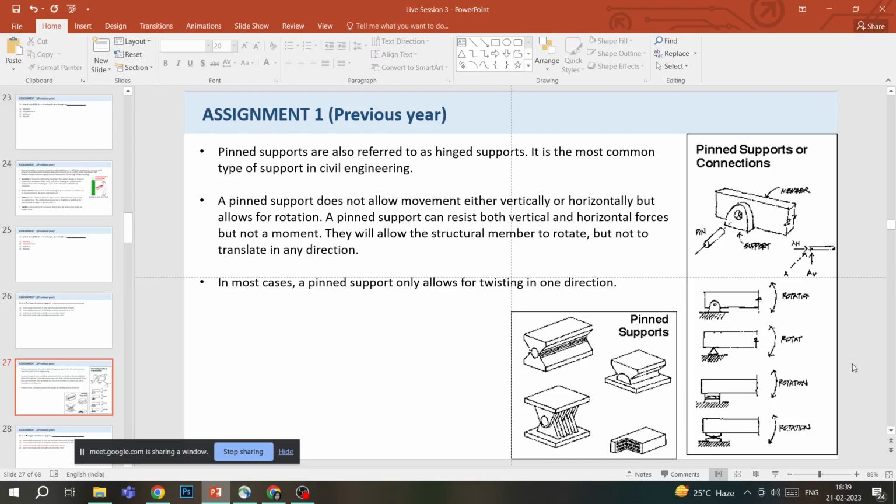So these are some of the examples of pinned supports, and these are some of the symbols that are used for pinned supports. So basically what happens is that you cannot move horizontally, you cannot move vertically, but you can rotate. So this is a pinned support.